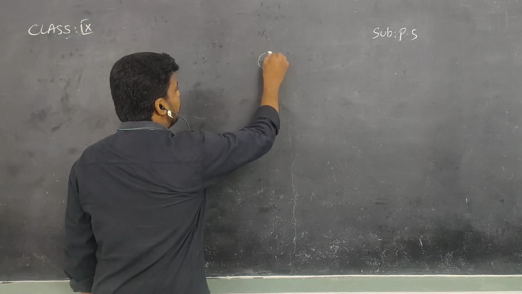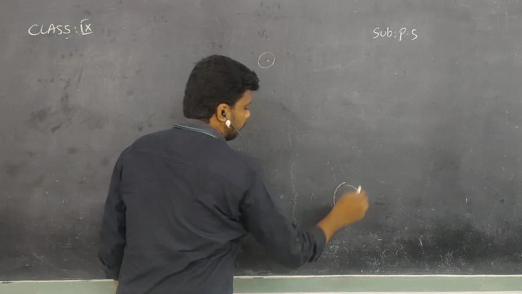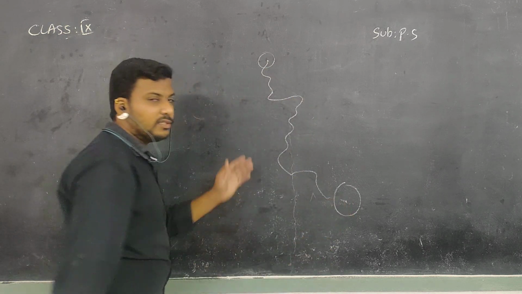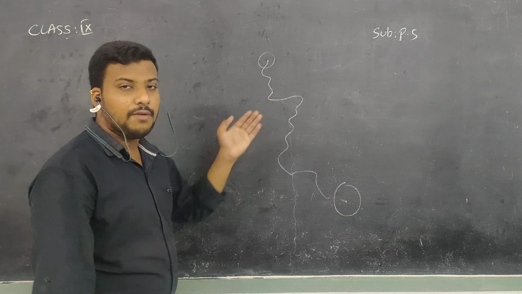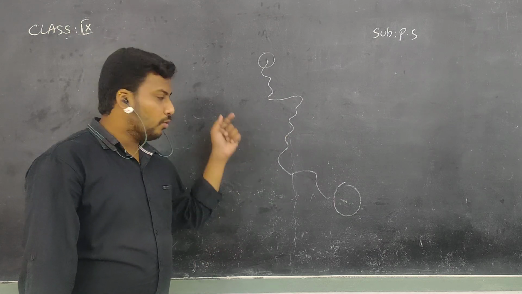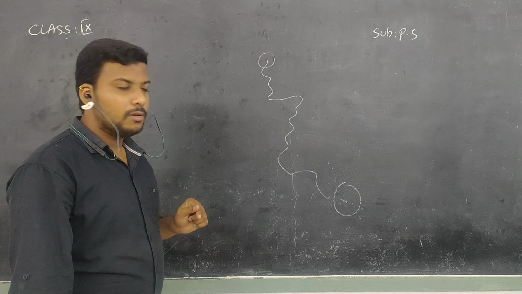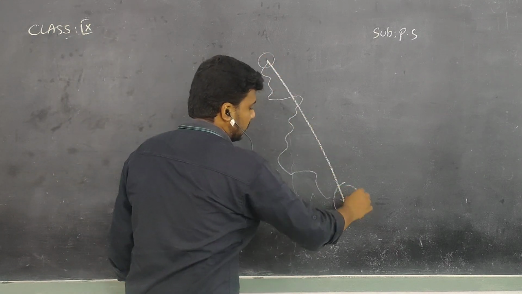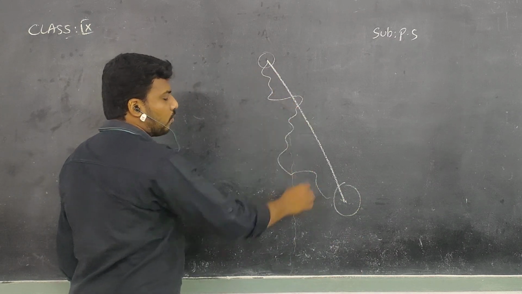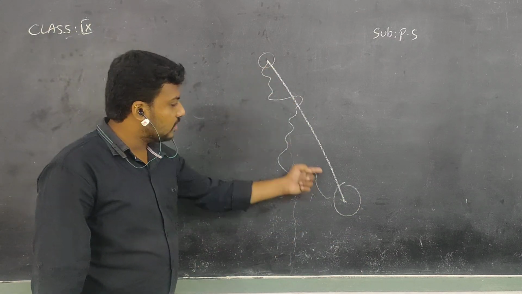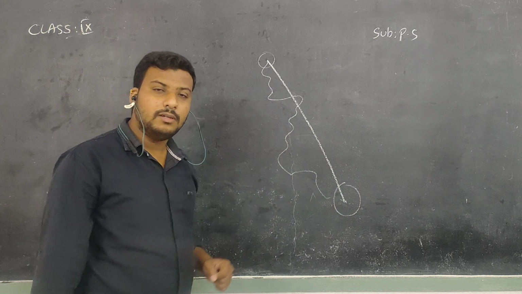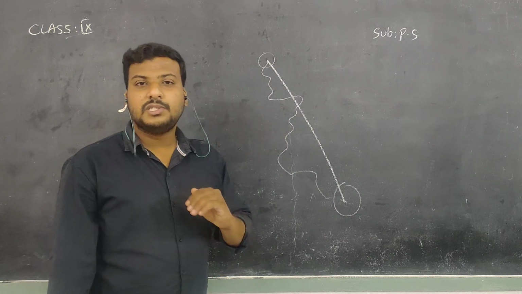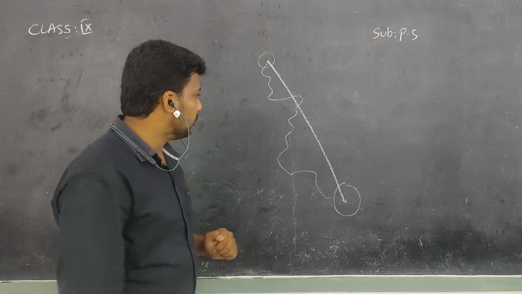Here is your home and here is school, and you want to come along this path. This is the actual path you cover every day while going to school and coming home. But what is the shortest distance? This is the shortest distance. The actual path is called distance, and the shortest possible distance is called displacement. Both are measured in the same unit, that is meters.